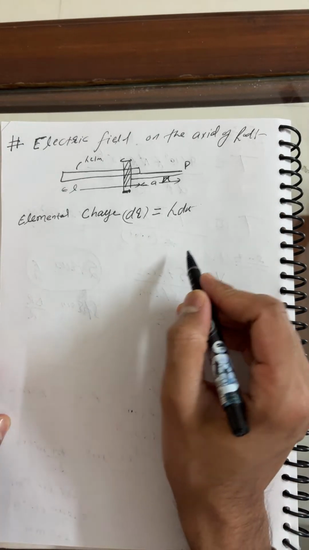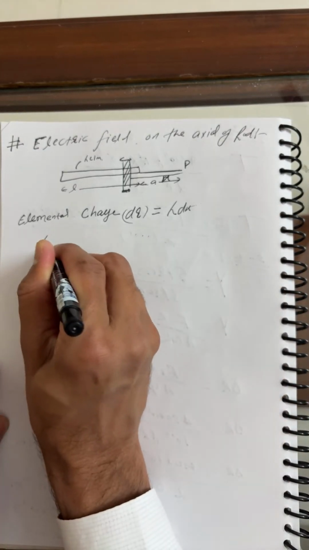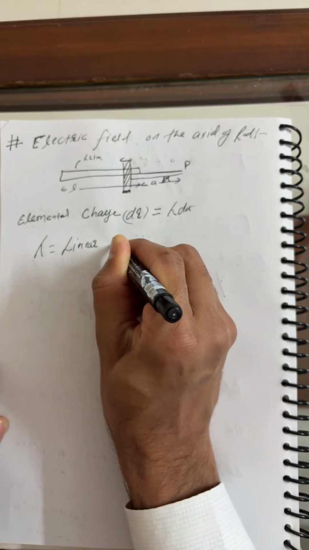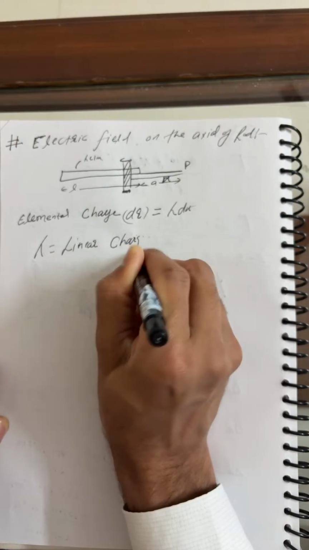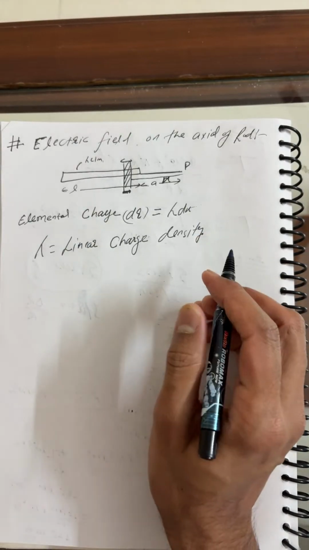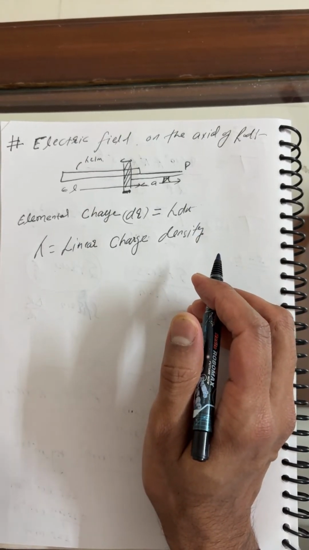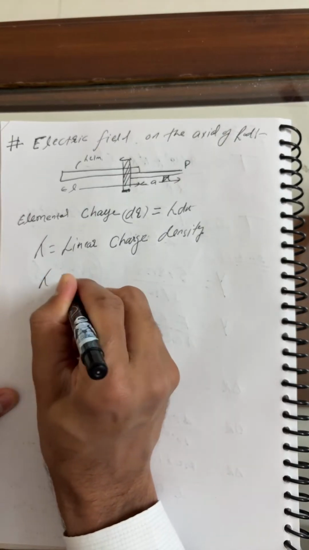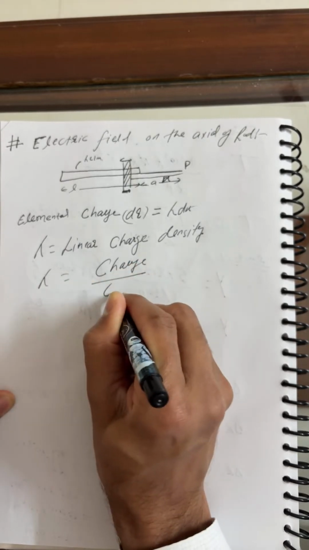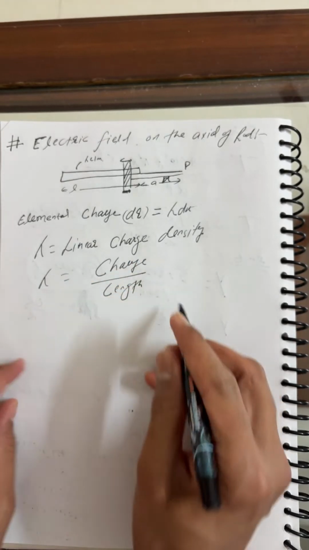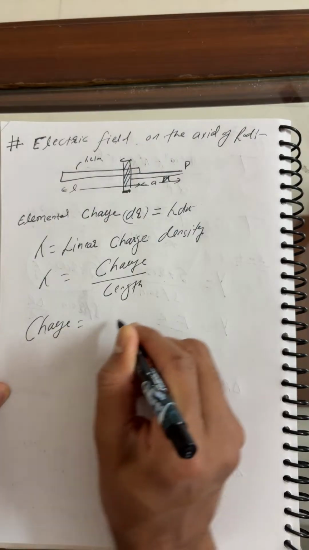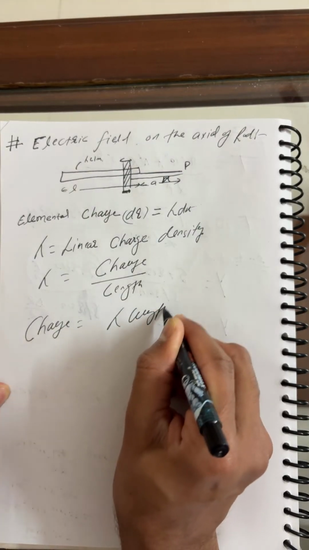For lambda, what is lambda? Students, this is the linear charge density. Lambda is charge per unit length. We wish to find charge, so you can write charge is equal to lambda into length.